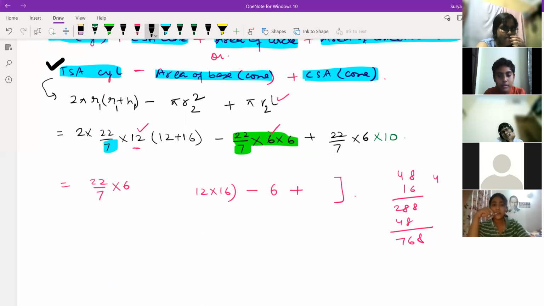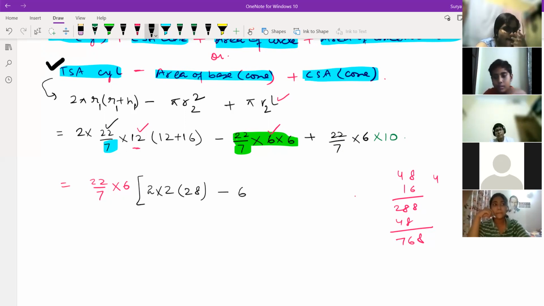So we can write 22 into 22 by 7. We have taken common over here. 22 into 6 we have taken common. I'll just revise this part also. So 2 into 22, and here we have taken 6 common. So what we can write here? 2 into, here also 2 only we can write. In bracket, what we can write? 6 to 8, 28. Minus 6, plus 22 by 7 is already out. 6 is only 10 we can write. Correct? Clear, children? So we can write it as 22 by 7 into 6.